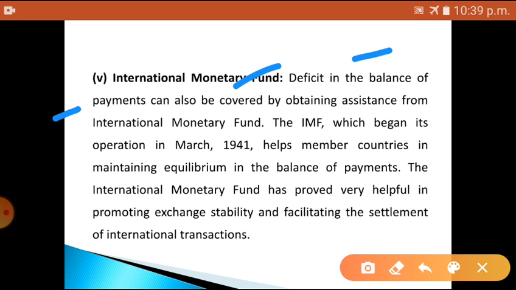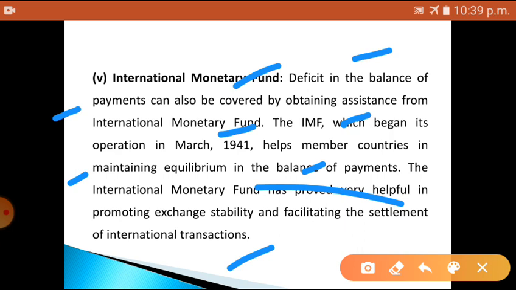The IMF, which began operation in the year 1941, helps its member countries in maintaining equilibrium in the balance of payment. The IMF has proved very helpful in promoting exchange stability as well as facilitating the settlement of international transactions. The IMF also helps its members to maintain equilibrium in the balance of payment.